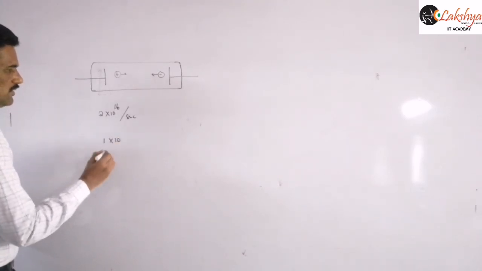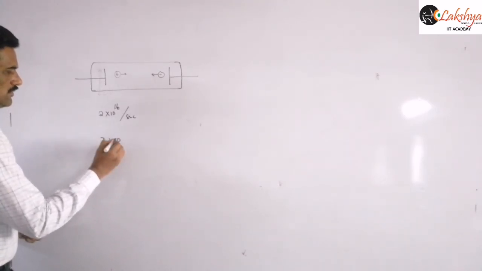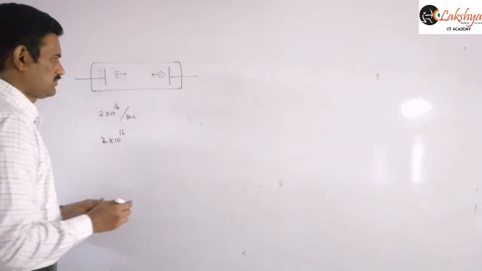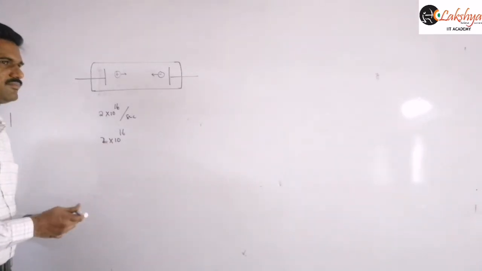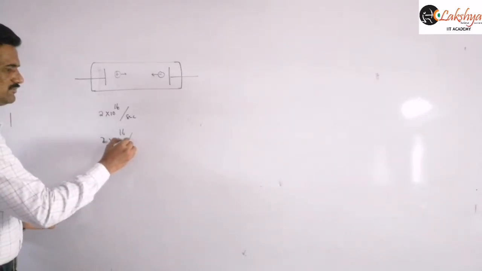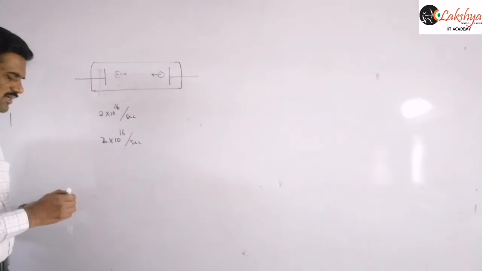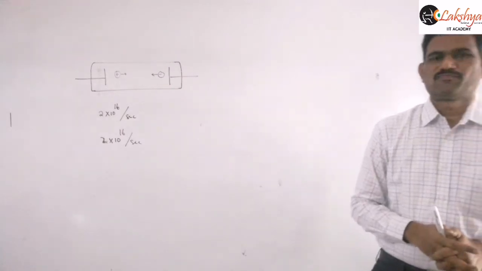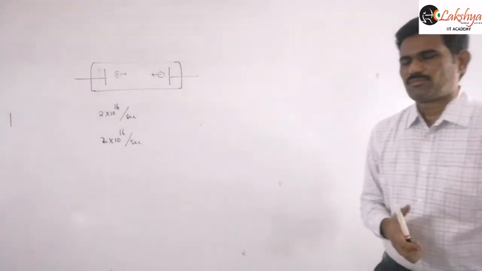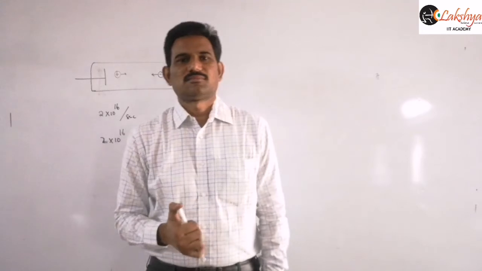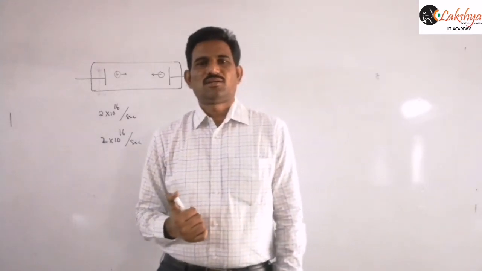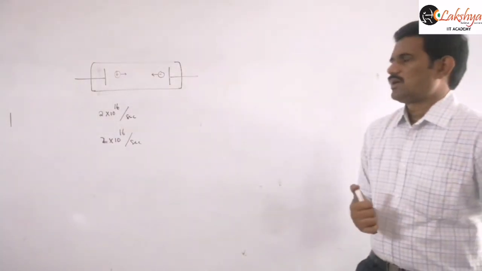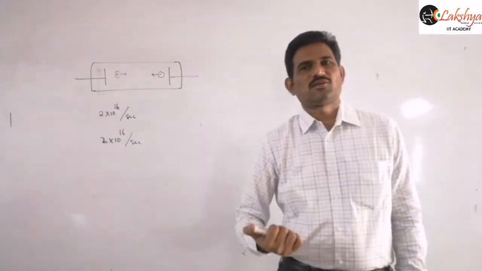And the same number of electrons are crossing the cross section per second in the opposite direction. Then find the net current flowing through the discharge tube.